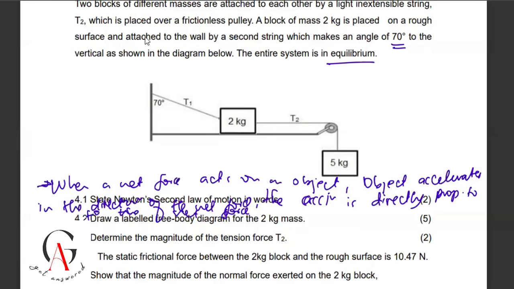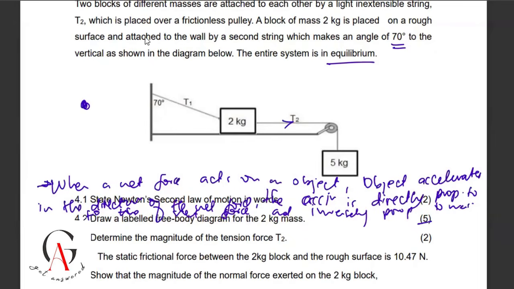Directly proportional to the net force and inversely proportional to the mass of the object. And they want a free body diagram for the 2 kg. Okay, so the free body diagram, how many marks is it?